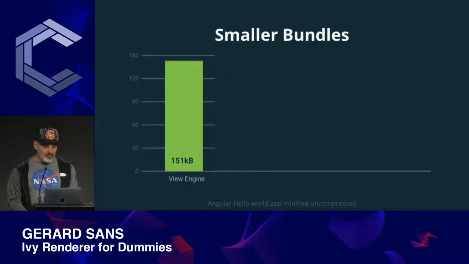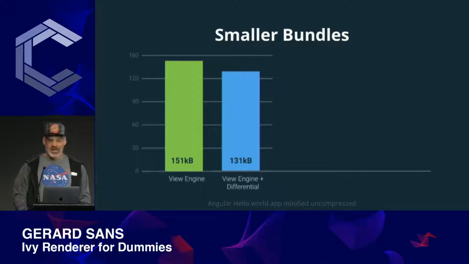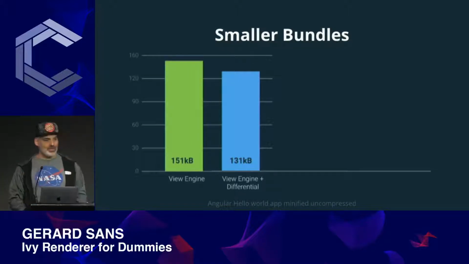So we have here different examples. This is using a Hello World app, minified and uncompressed. So that's 151 kilobytes using the current version of the renderer, which is the ViewEngine, as we have seen. If we start adding some of the new features, we get a smaller bundle, just adding this differential loading. So it's looking into the browser, generating 2 different versions for ECMAScript 5 and ECMAScript 6, and deploying that to the browser, so getting a little bit of a save on that bundle.